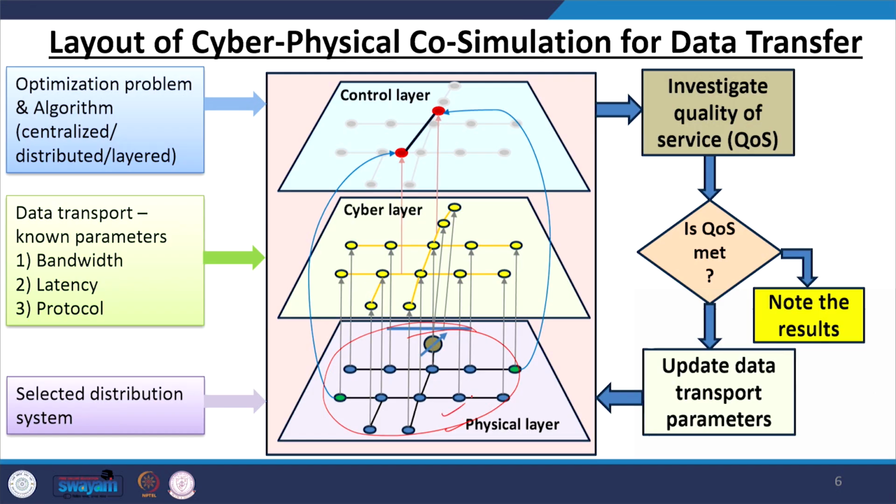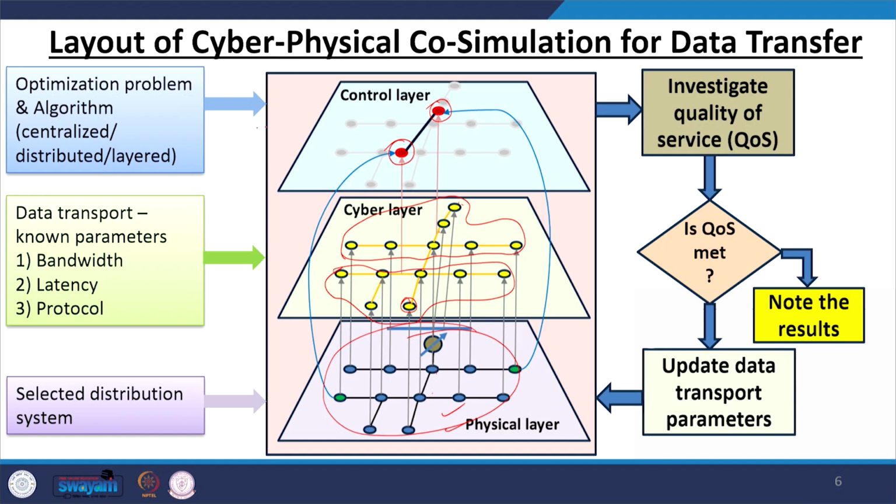So, distribution grid, physical layer, then you will have a cyber layer corresponding to each node, where this physical layer data will be transferred to the cyber layer. And then you have the control layer, let us say this area is controlled by one control center and this area is controlled by another control center. So, this area is connected with one control layer algorithm and this area is connected with another control layer algorithm. A few data you can even send directly from the cyber layer to the control layer.